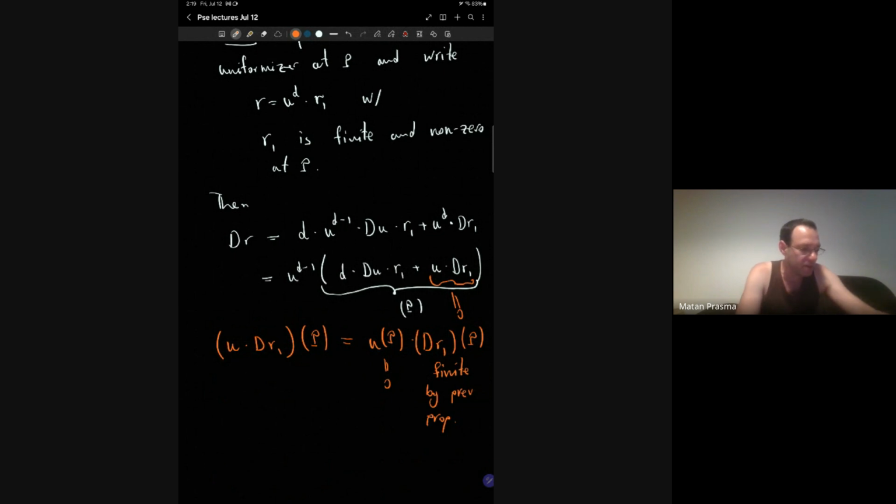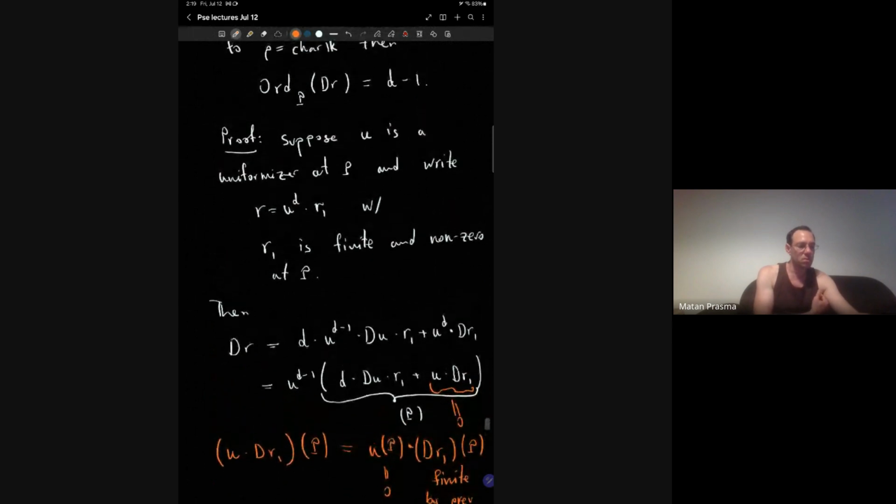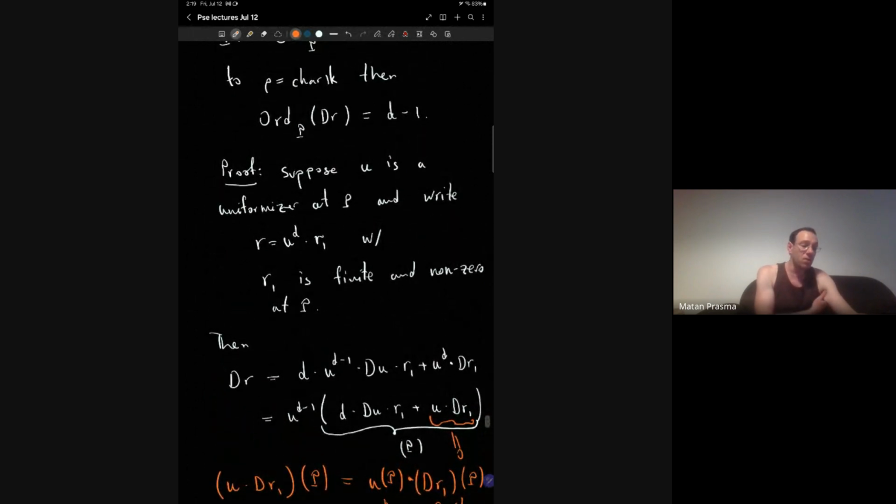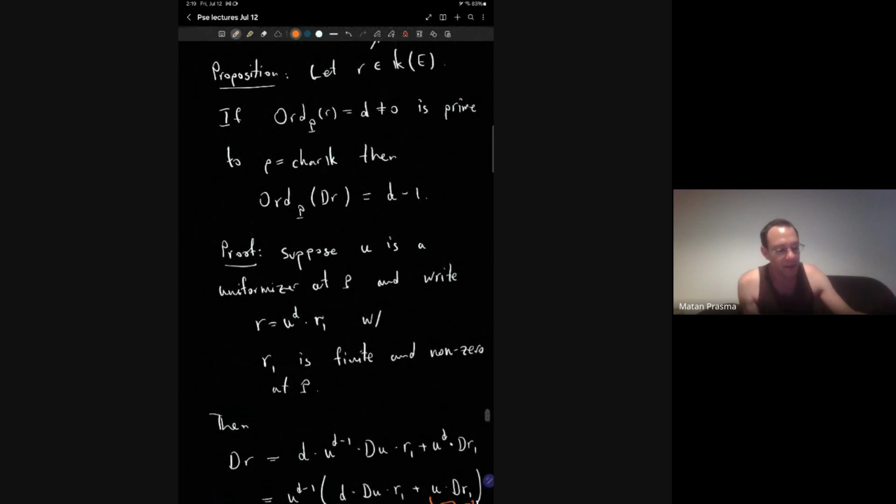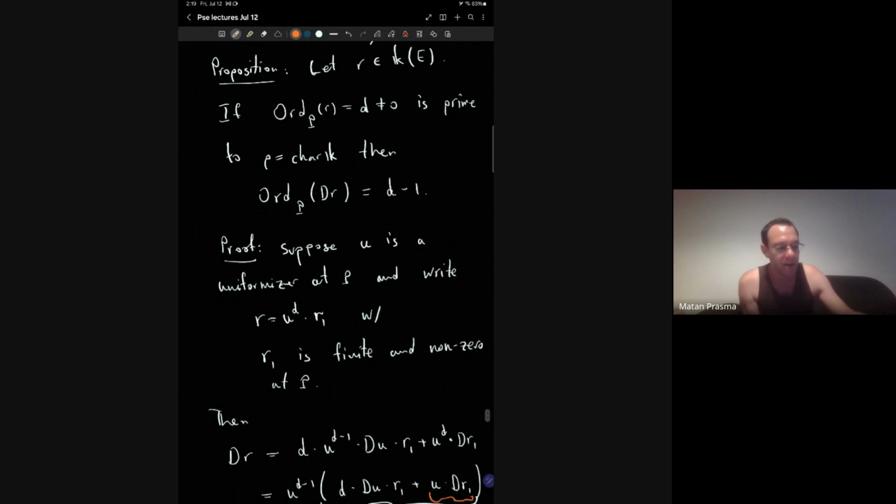Okay, so whatever it is, I don't care because the other factor is zero. So this is zero. So we want to show, remember, that we want to calculate the order of D of R. And we have a guess. This is what the proposition says, but it's also quite intuitive that the order of D of R should be less by 1 than the order of R.